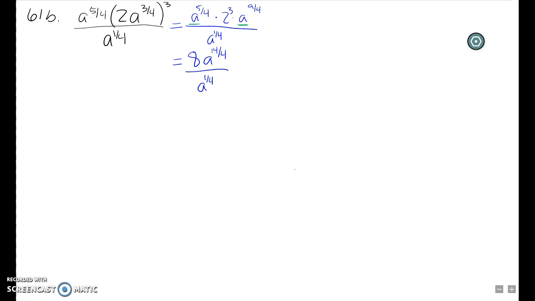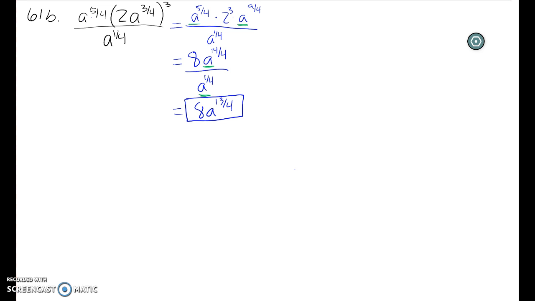Okay, so now I have the same base right here and right here. I still have a base of a and different exponents, so now I'm going to subtract. When you're multiplying, you add the exponents. When you're dividing, you subtract the exponents. So this one gives you 8a to the 13/4. And that's my answer.